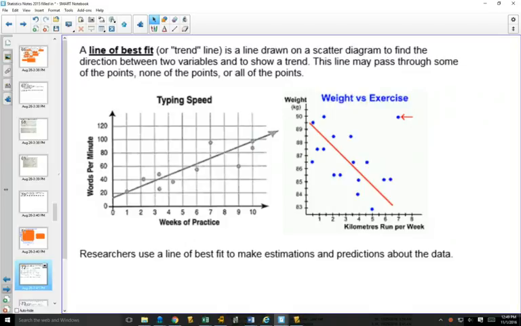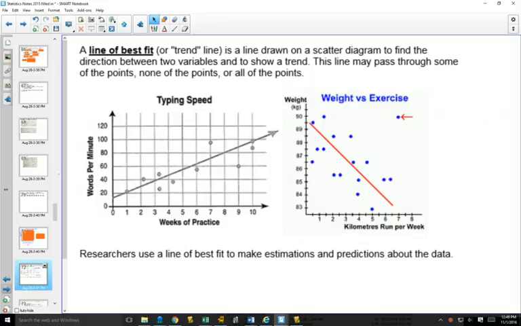Oh, look at this. This is a nice trend line, the second graph. If you want to weigh nothing, you just keep running, right? Because it'll keep going down. So if you want to have a weight of 0, you just have to run like 300 kilometers a week, and you will be gone.